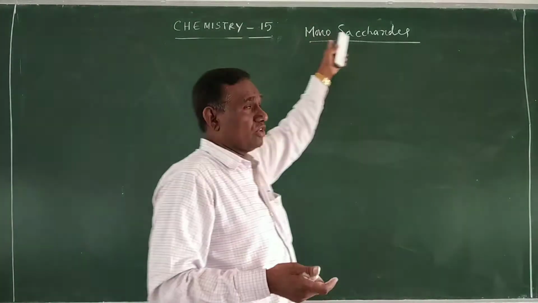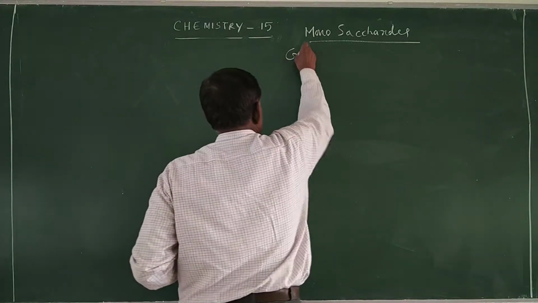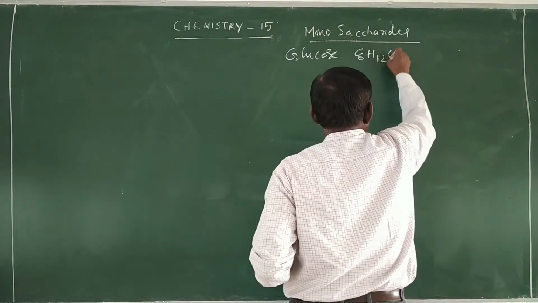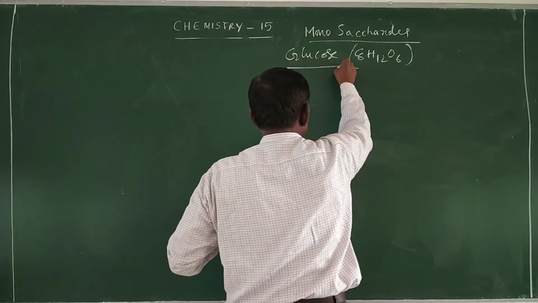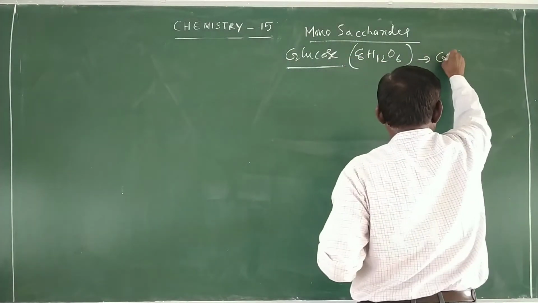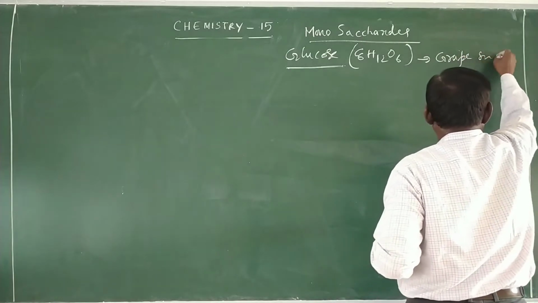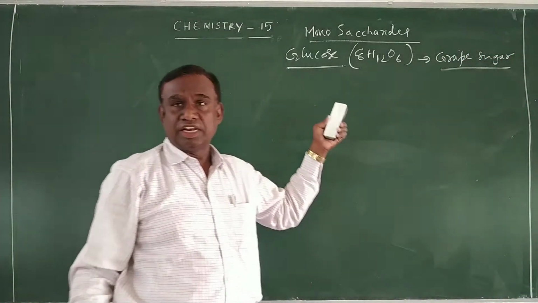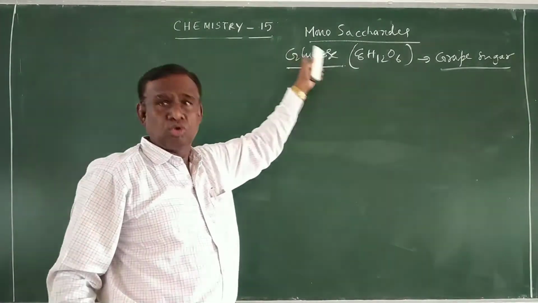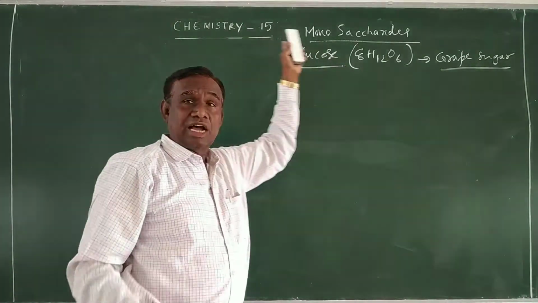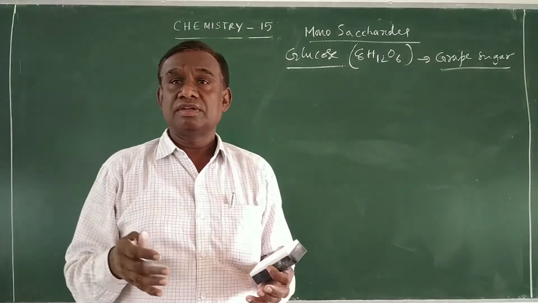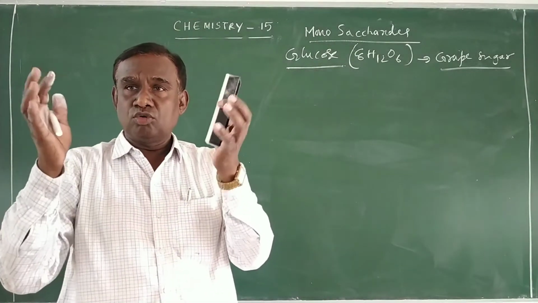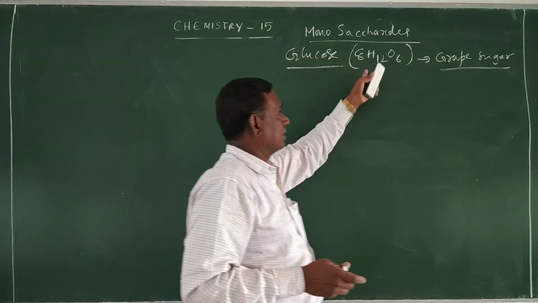Galactose. Now in the monosaccharides, the first one is glucose. What is the formula for glucose? C6H12O6. Remember, this glucose is also called the grape sugar. Why is it called grape sugar? Glucose is abundantly present in grapes. Therefore, it is called the grape sugar.